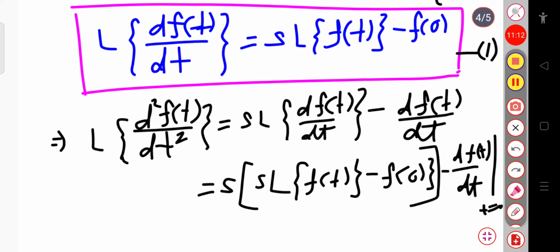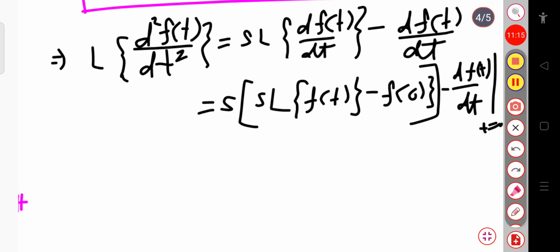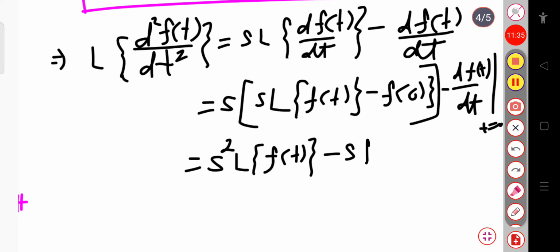Okay, now this will be equal to a square into L f of t, that is the Laplace transform of f of t, minus this s will get multiplied here, s into f of 0, and here minus df of t divided by dt at t equal to 0.